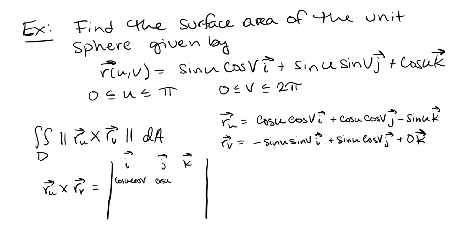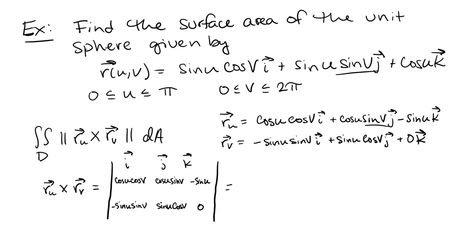Or sorry, I made a mistake there. Right here, this was sine v to start with, so this will still be sine v. Excuse me there. So this is cosine u sine v, and then k is negative sine u. Let me make this determinant a little bigger so I can fit it in. And then r sub v, we're going to have negative sine u sine v, and then sine u cosine v, and then just a 0 in the third one.